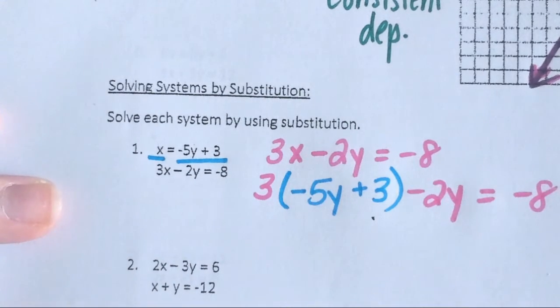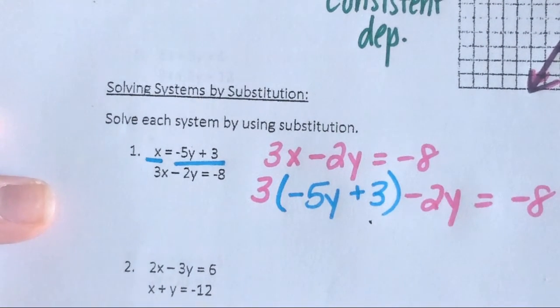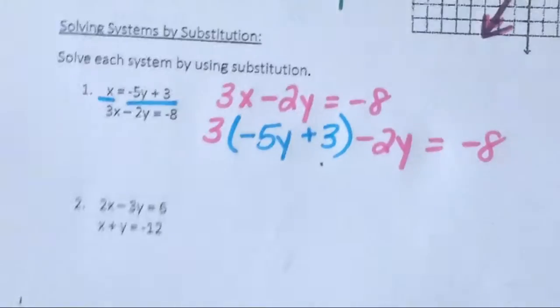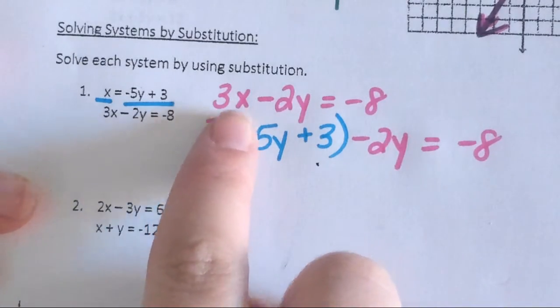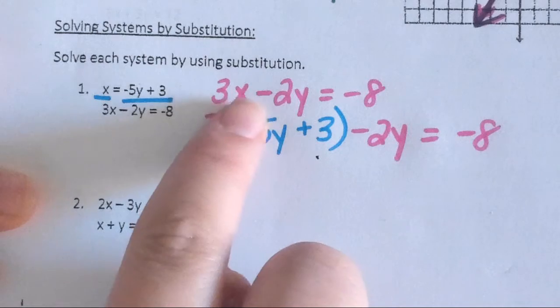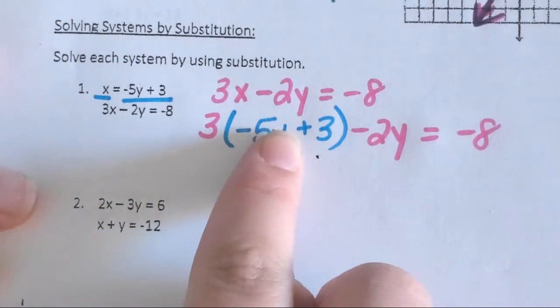Are there any questions about that? Yes, dear. Okay, so we used to have x, and we've replaced x. His replacement was negative 5y plus 3. So everywhere we saw x, we put negative 5y plus 3.